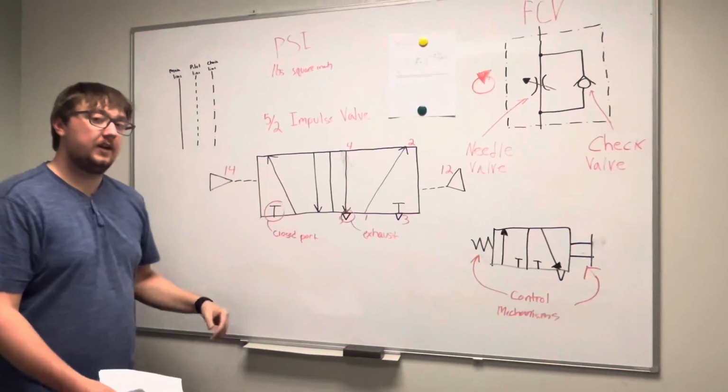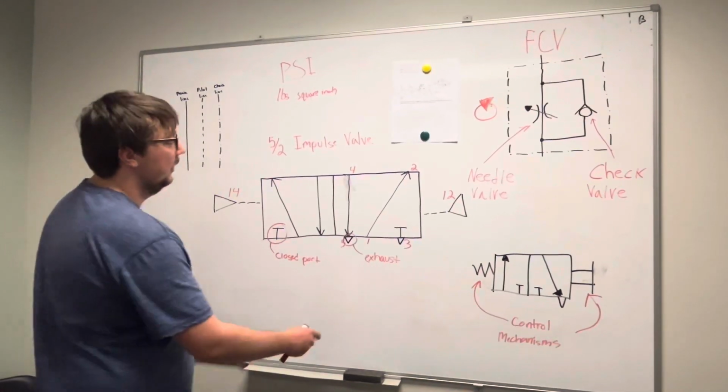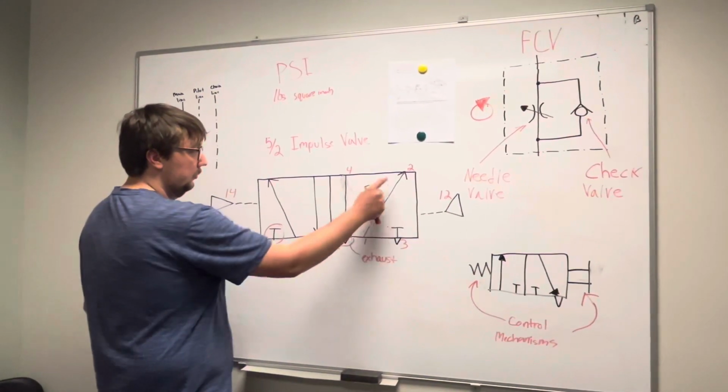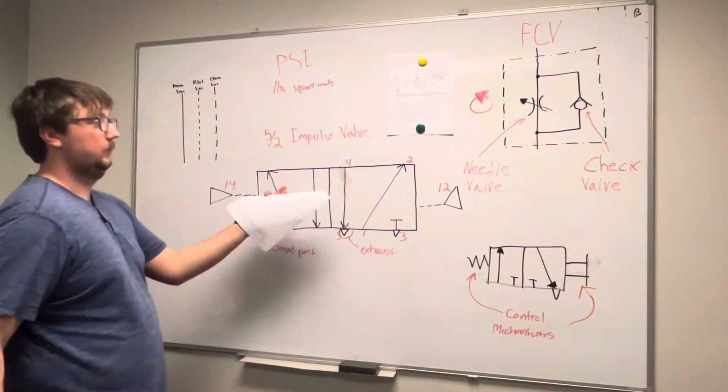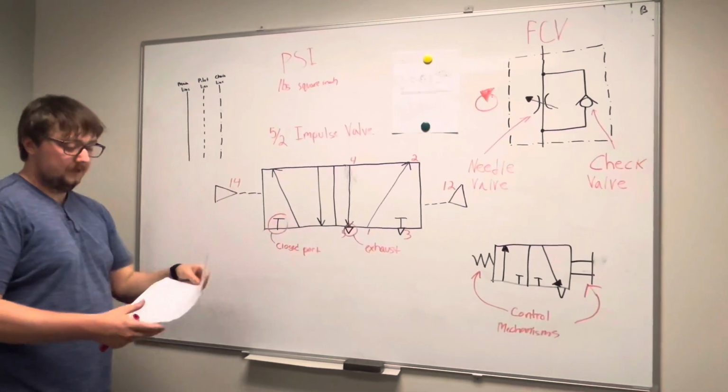This 5-2 impulse valve is a 5-2 DCV. It has 5 ports, 1, 2, 3, 4, 5, and 2 states, this one, this one. So it's a 5-2 impulse valve.